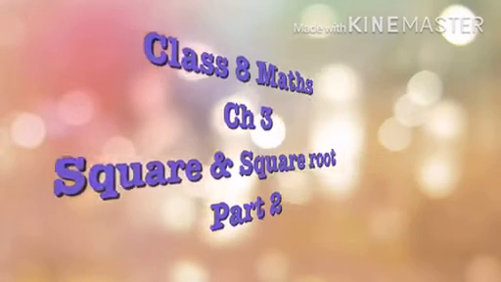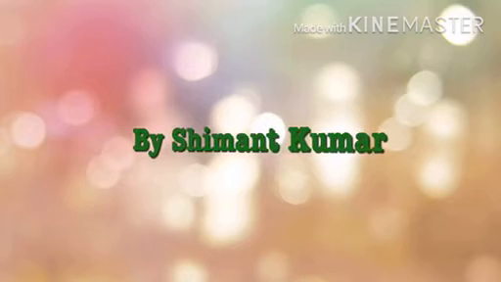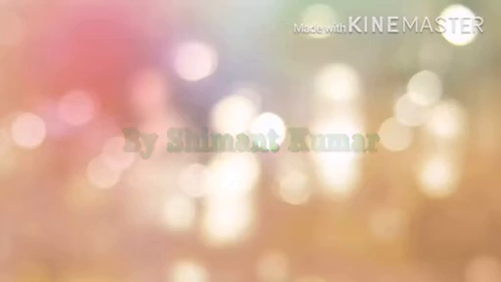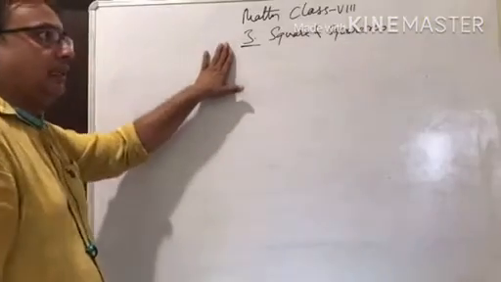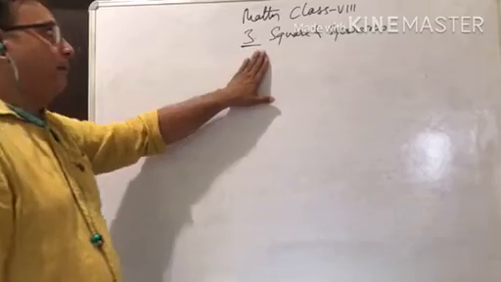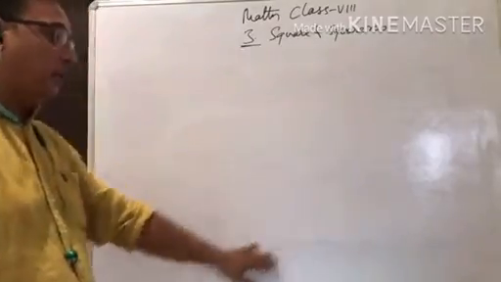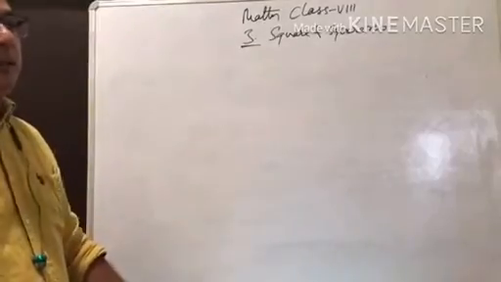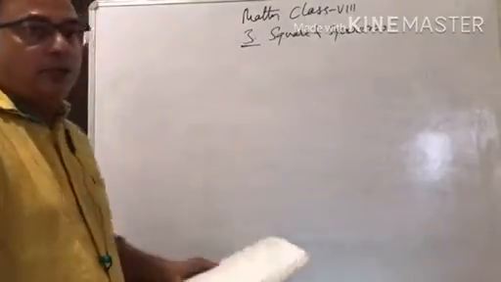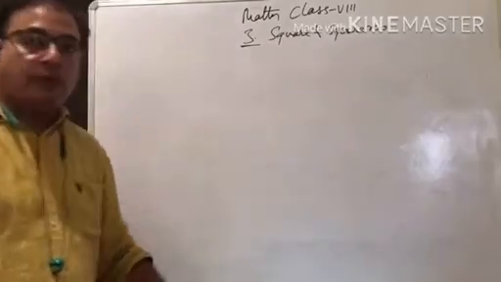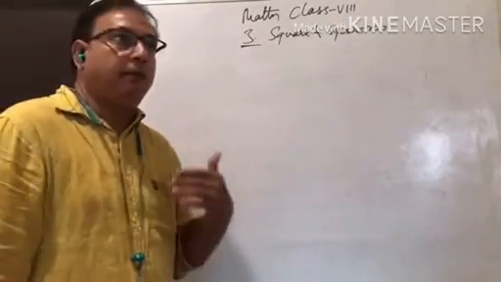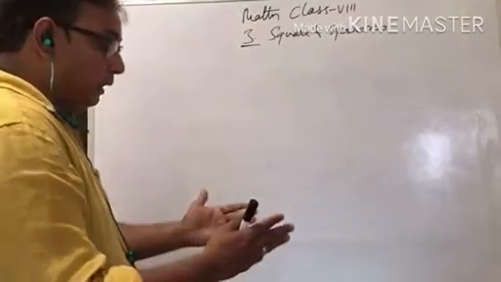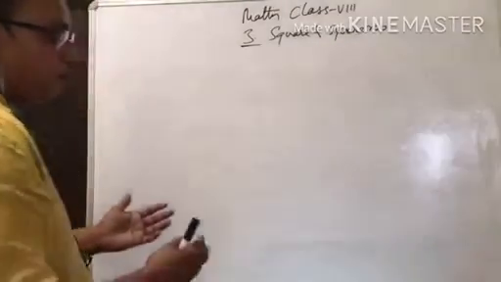This video is for class 8. The subject is maths, chapter number 3, square and square root. It is the second part of chapter number 3. In this video, I am going to discuss the properties of perfect squares, which is given on page number 43.